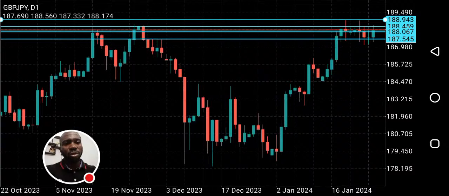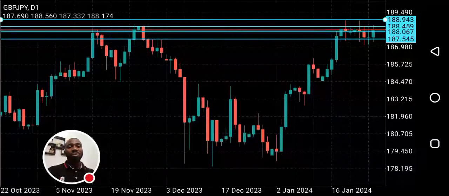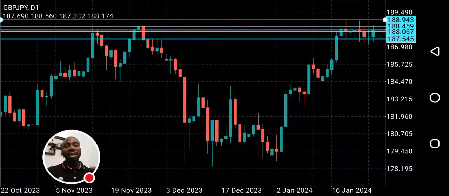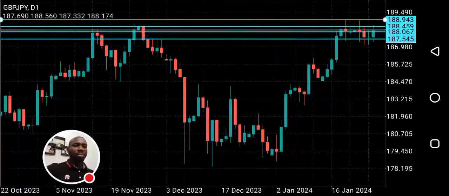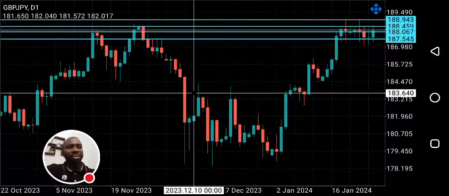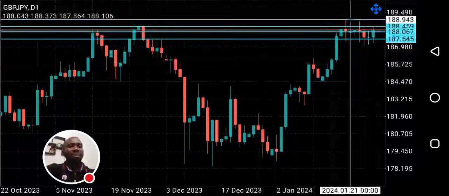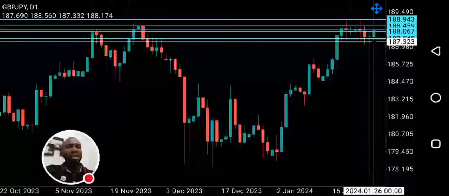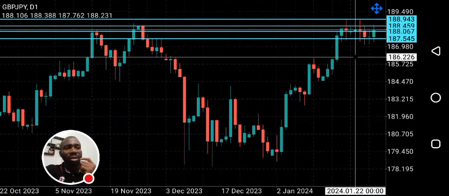If you look at the structure on the right, the pattern is similar to what we just saw on CAD JPY and USD JPY. This is a bullish structure. Okay, it's a bullish trend line. If you are buying from this level, your stop loss should be this level. If you are selling, use a stop loss on every trade you execute.